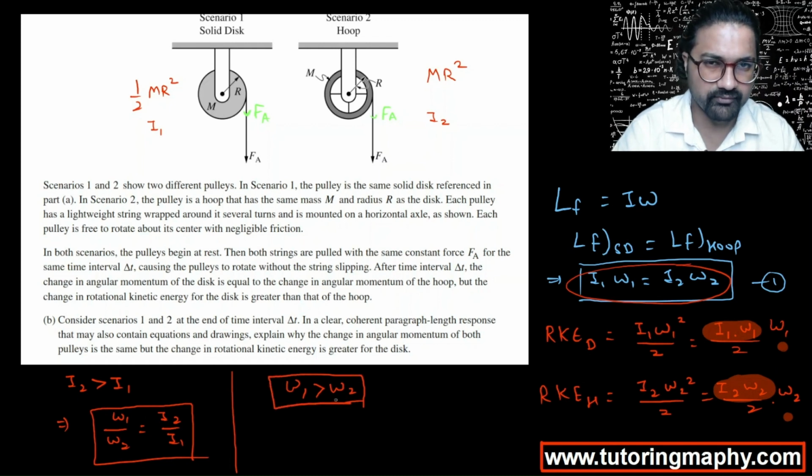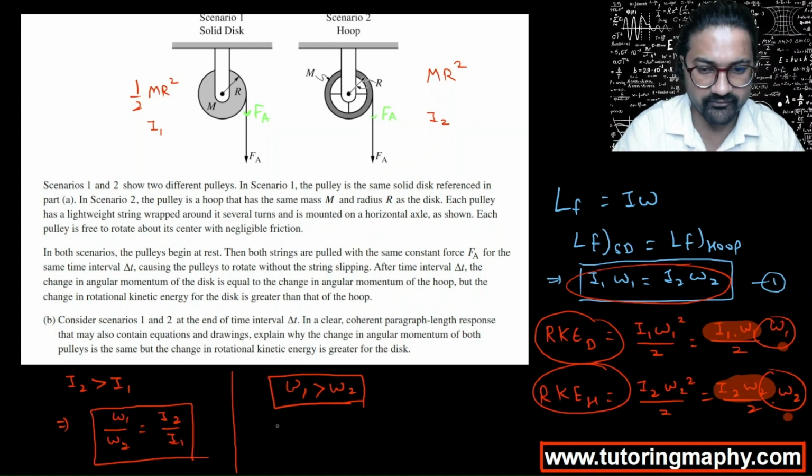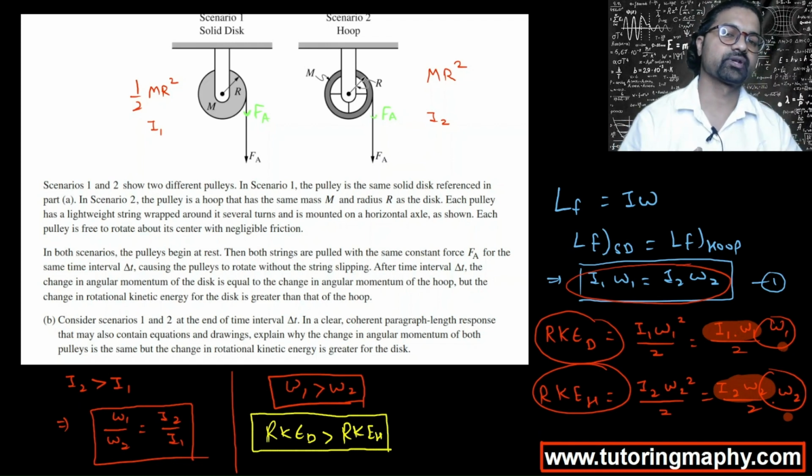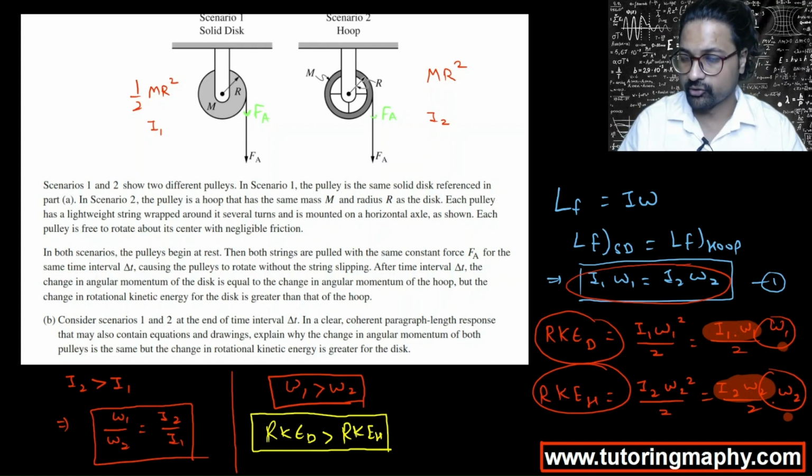And isn't that what we wanted to prove? If omega 1 is greater than omega 2, obviously the rotational kinetic energy of the disk should be greater than the rotational kinetic energy of the hoop. This is what we had to prove. So we proved this using the moment of inertia and by comparing their angular momentum as well.